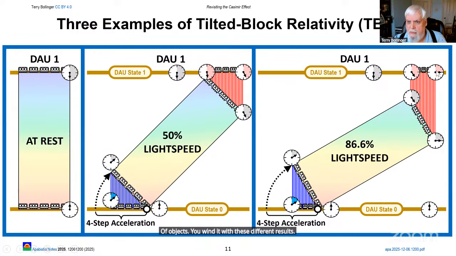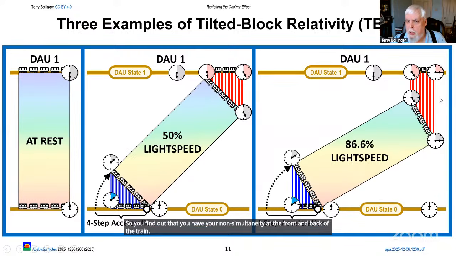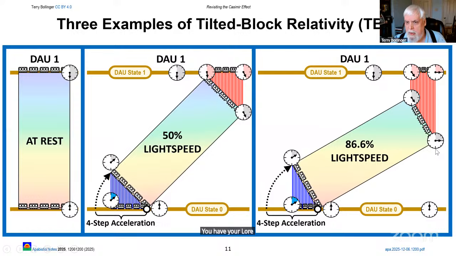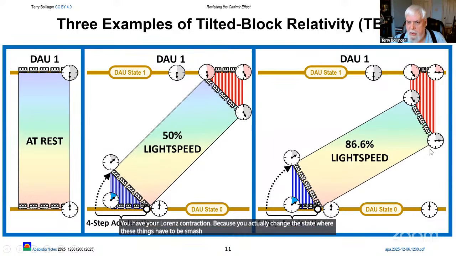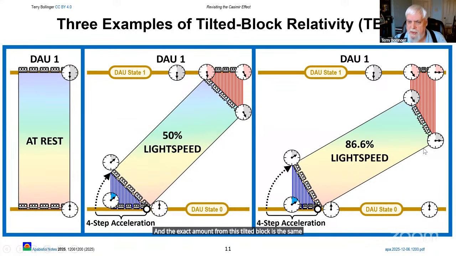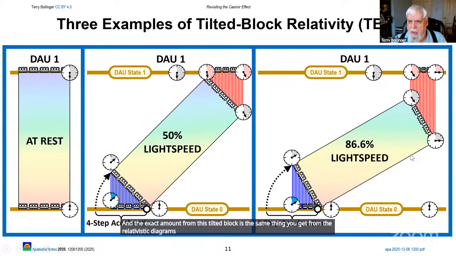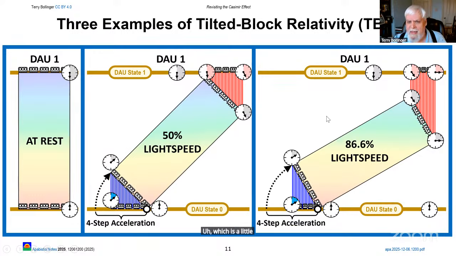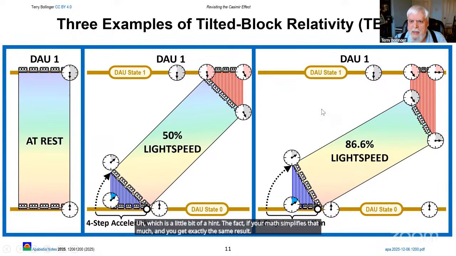So you find out that you have your non-simultaneity of the front and back of the train. You have your Lorentz contraction because you actually change the state where these things have to be smashed closer together. And the exact amount from this tilted block is the same thing you get from the relativistic diagrams. It's just simpler math, which is a little bit of a hint. If your math simplifies that much and you get exactly the same result, you want to pay attention to that because it's saying something about maybe you don't need the hyperbolic stuff. Maybe you don't need quite as fancy of a structure as you thought.